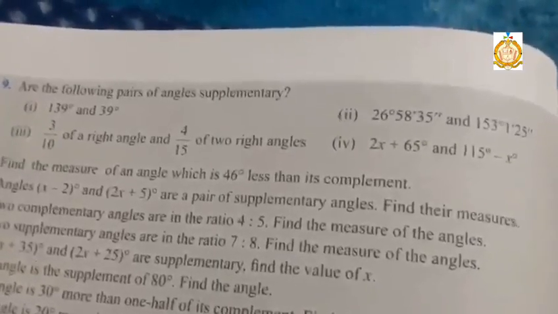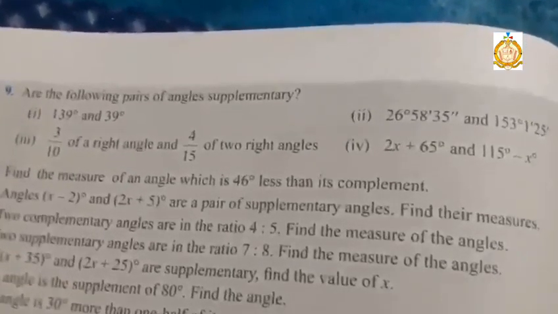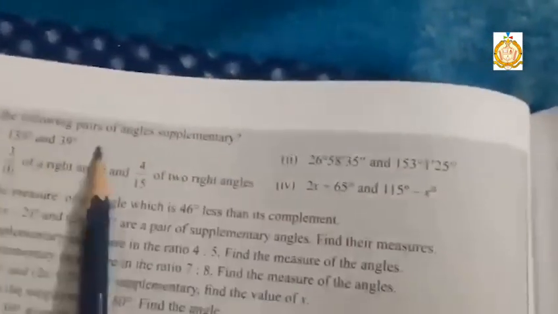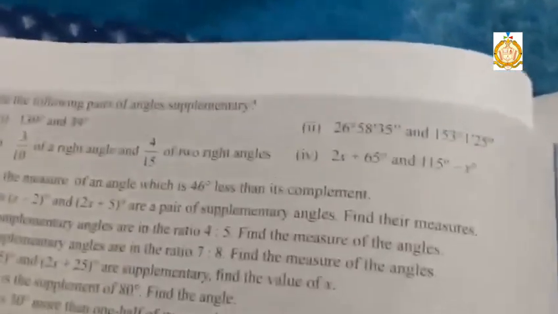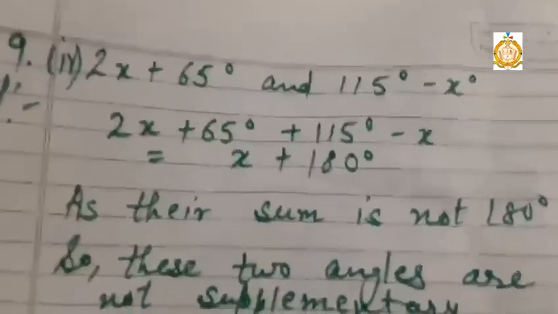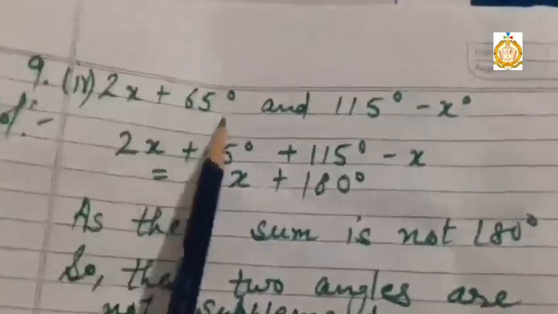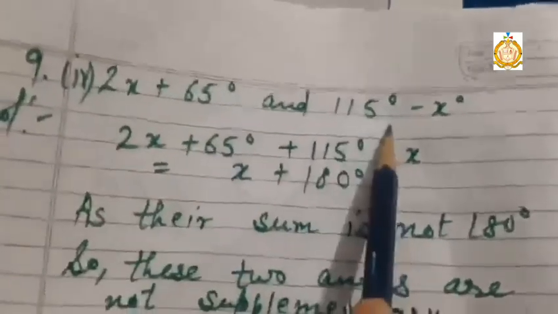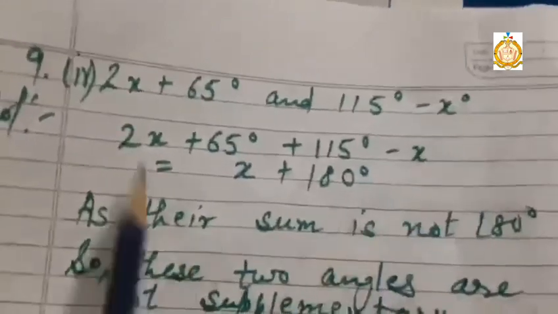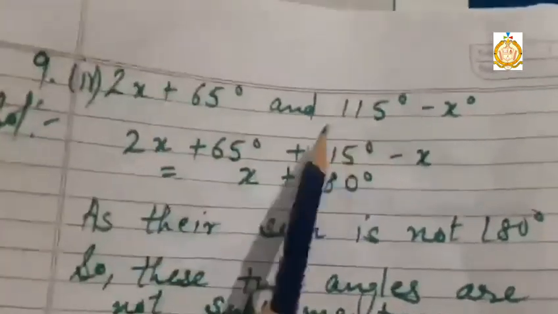In the ninth part, we have to find whether these angles are supplementary to each other. If they sum up to 180 degrees, then these would be supplementary angles. Here we are given the angles 2x plus 65 degrees and 115 degrees minus x. So we will add these two angles.